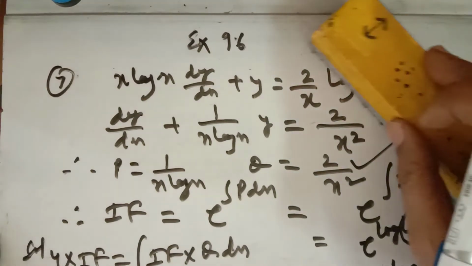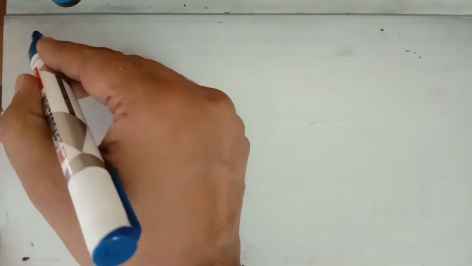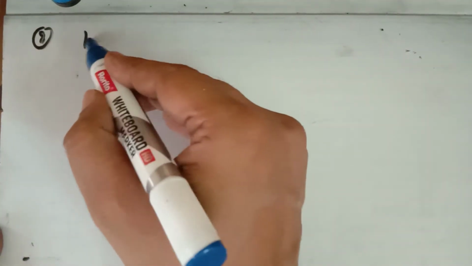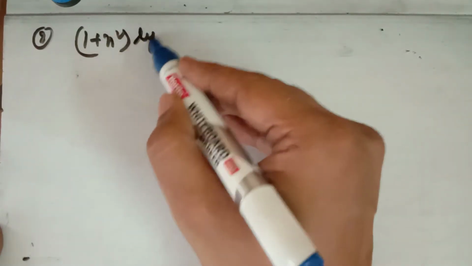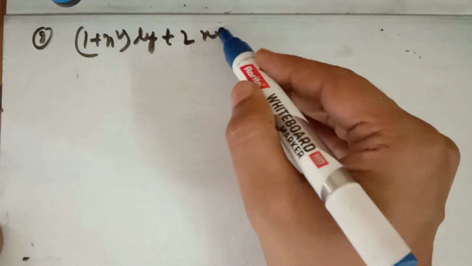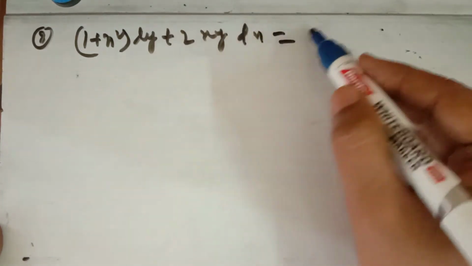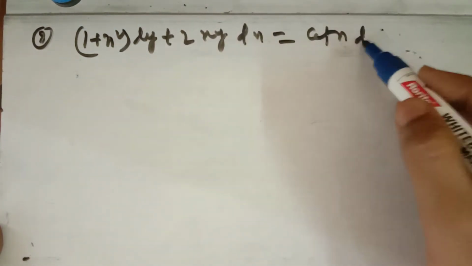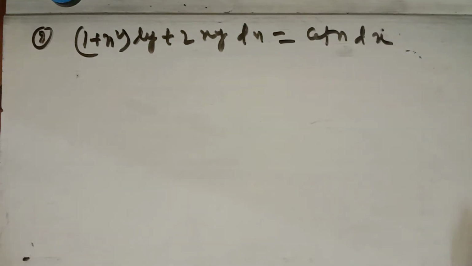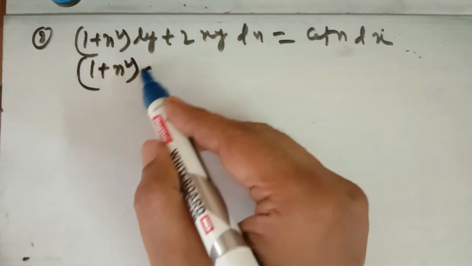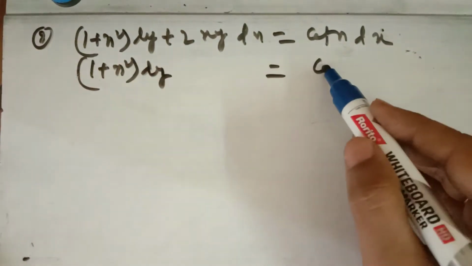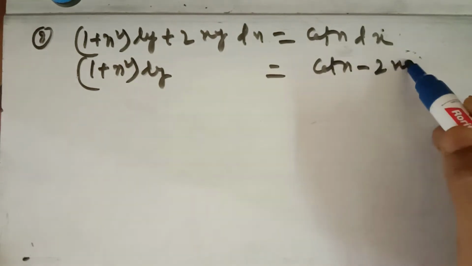Now in question number 8, see it very carefully. It is (1 plus x square) dy plus 2xy dx is equal to cot x dx. Now this equation is not in the standard form, rather it has 2 dx terms. So first of all, you take dx common wherever you are getting dx, as in 2xy dx.